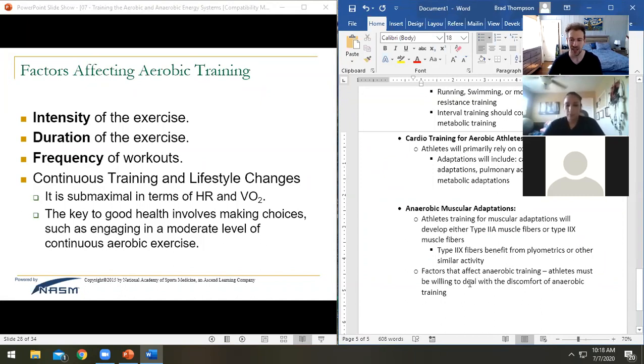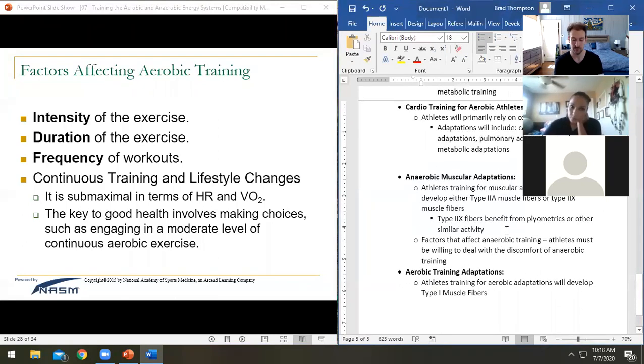Now, another factor that is going to affect your aerobic training, we have to do the flip side, right? Aerobic training adaptations: athletes training for aerobic adaptations will develop type 1 muscle fibers, right? And so they are going to benefit from long duration exercise.